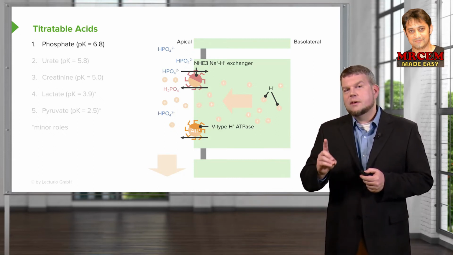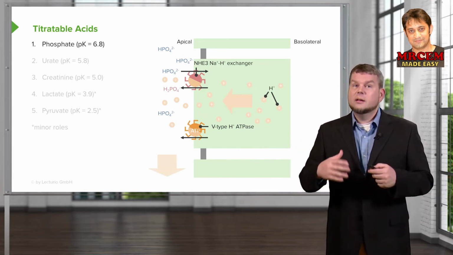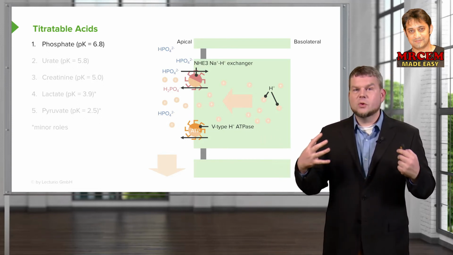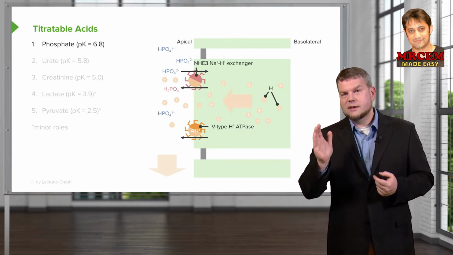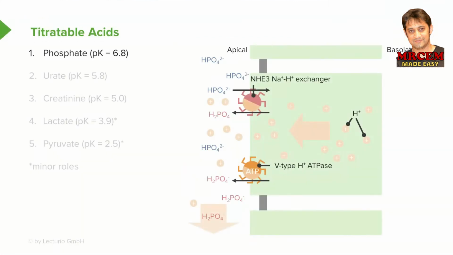You don't have it bind to bicarb. Why? Because you want to reabsorb bicarb. But phosphate, you can get rid of some of your phosphate. But you have to reabsorb your bicarb, so you don't urinate out your bicarb. You bind it rather to one of these titratable acids. The hydrogen ions that then will be left will be in the bound form.